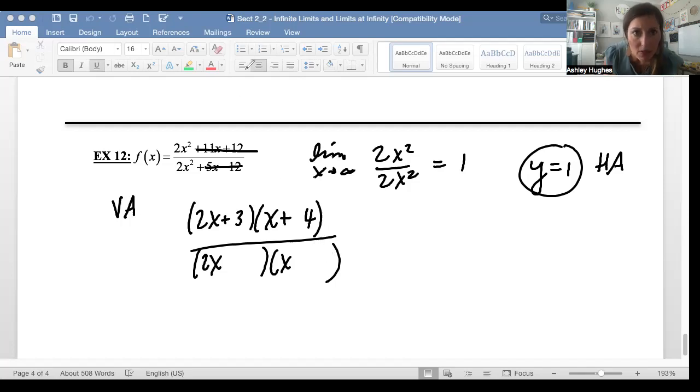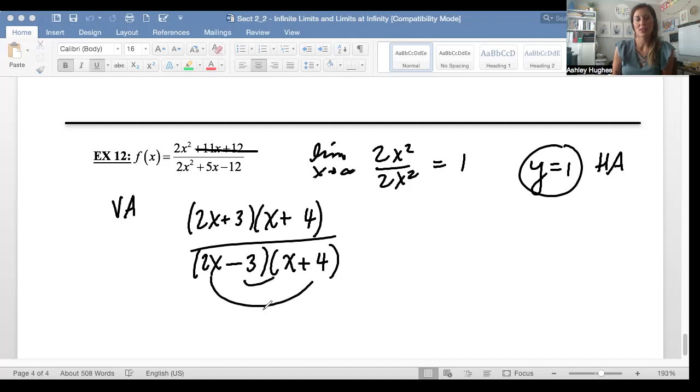Can I factor the bottom? Wait, hold on. The -12. Okay, so let's see. If I do this, it would be 12 and 2, no. Oh, it's the same. Okay, so this is 8 and 8 minus 3. Sorry, I don't know why that took me so long.